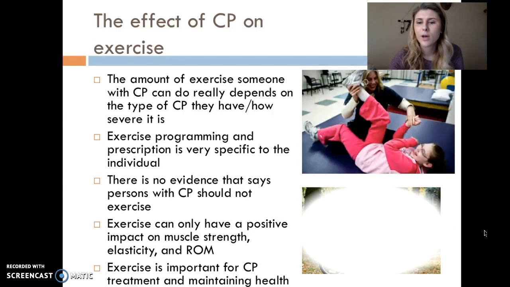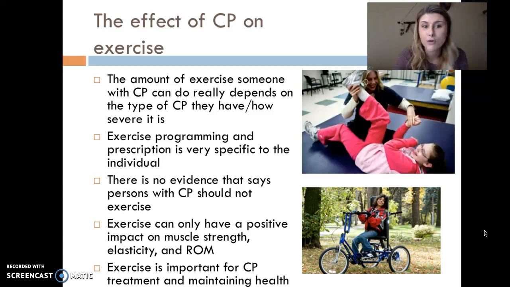So can people with cerebral palsy exercise? The answer to that is of course. The amount that they can exercise, though, really depends on what kind of CP they have and how severe it is. And the program that they need is going to be very, very specific to the individual. There's no evidence that says that they shouldn't exercise, and exercise can actually have a really positive impact on their muscle strength, elasticity, and range of motion. It's very important to maintain their health and is a big part of cerebral palsy treatment.